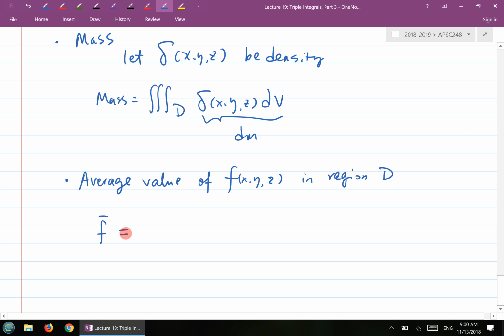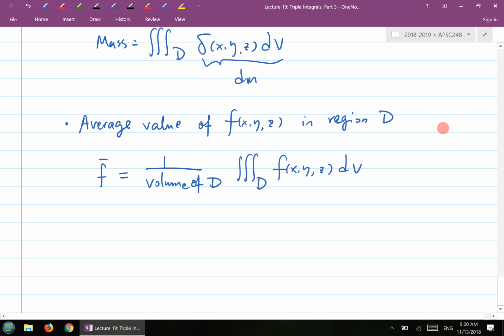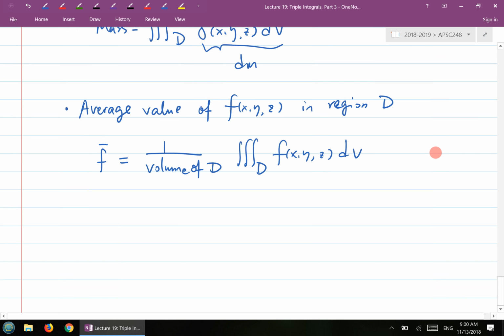So f bar is the average value, and that's 1 over the volume of this D, times the triple integral of this function f of x y z dV. That will give you the average value of f over the volume, the region D. Maybe this f represents the temperature for every point inside the region D. Then what's the average temperature within this region D?